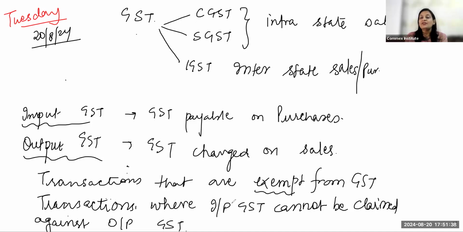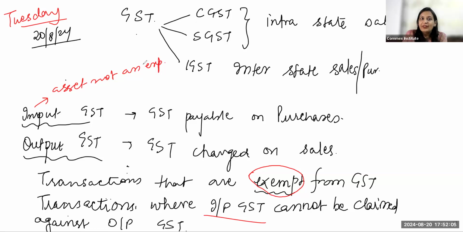Okay, so there is a little bit of difference. When the transaction is exempt from GST, you don't pay GST, right? And then for transactions where input GST cannot be claimed against output GST, what happens? Whatever input GST we are paying becomes our expense. We said input GST is basically an asset, not an expense.